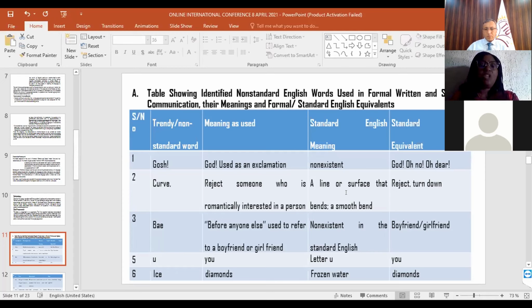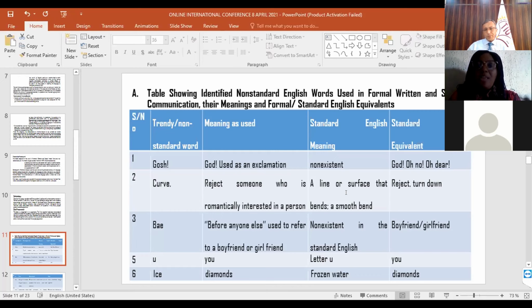Then we have this, which of course is actually an acronym for before anyone else, and is used to refer to a boyfriend or girlfriend. Of course, you can't find that in the standard English variety. So what is the equivalent now? What would have been the right word to use in such a situation? Given the context, it would have been either boyfriend or girlfriend. Then we also have you, the letter U. Of course, this is a particular usage that I believe nearly all of us as teachers must have come across, because it's very prevalent. Now, the letter U is simply used to stand for you, the pronoun. And in the standard English variety, of course, this is just simply an alphabet. It's a letter of the English language alphabet.